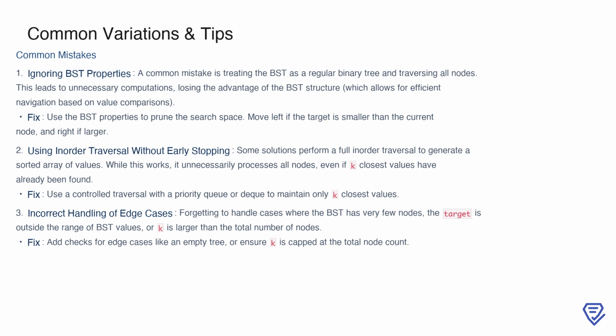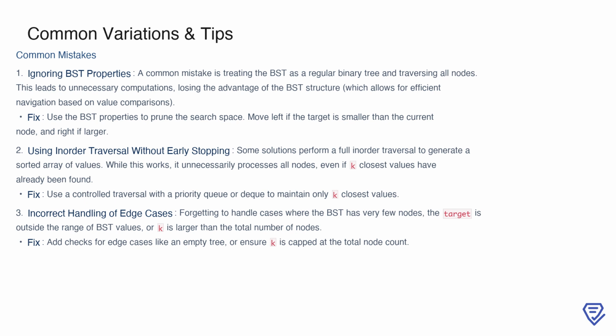right when it's larger. Another mistake is using an in-order traversal without stopping early. While generating a sorted array of values via a full traversal can technically work, it's inefficient because you may process nodes that aren't needed after finding the k closest values.